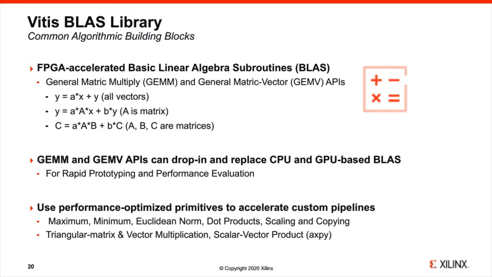In addition, the library also includes performance-optimized primitives that aid in customizing, modifying, or building your own kernels. These include FPGA accelerated versions of dot products, Euclidean norm, min, max, scalar vector product, and others. You can view the complete list on GitHub.